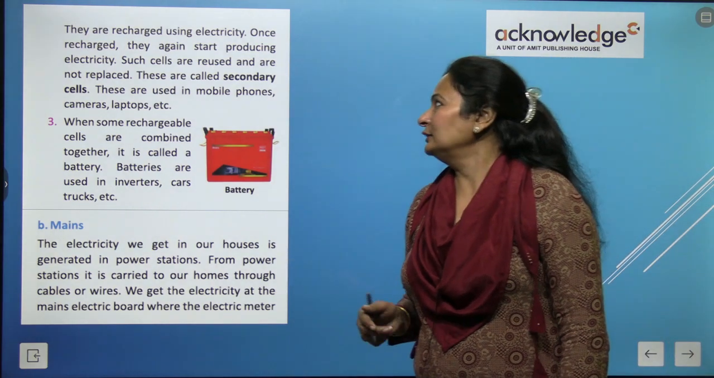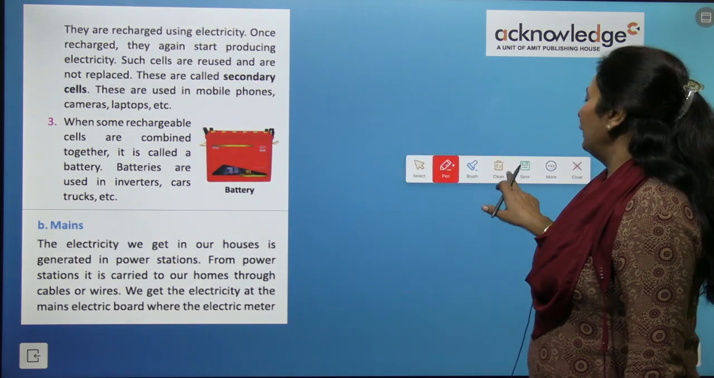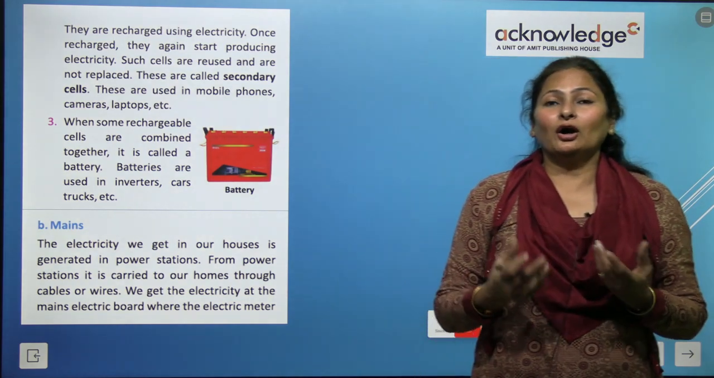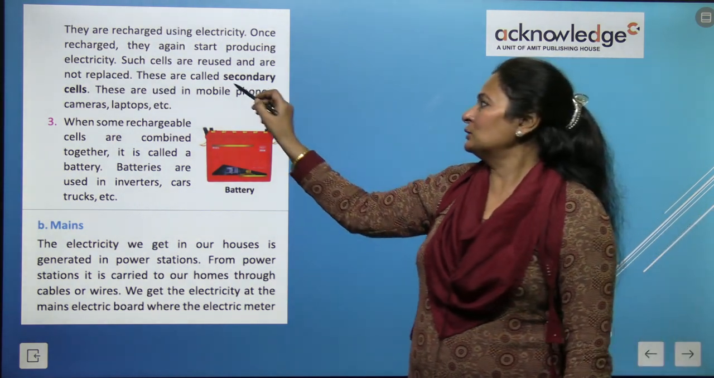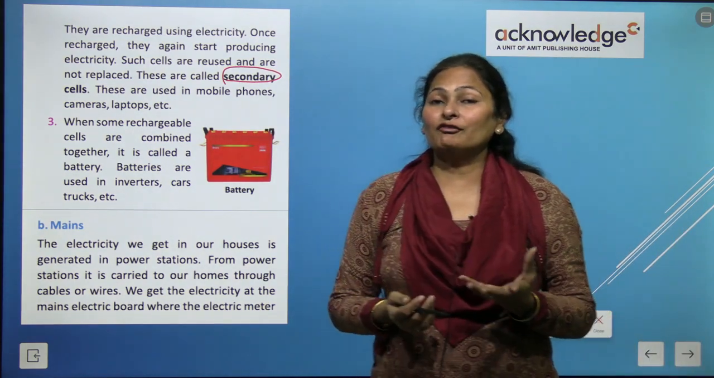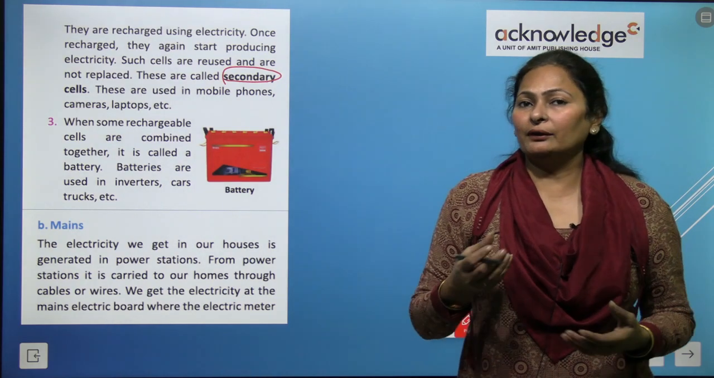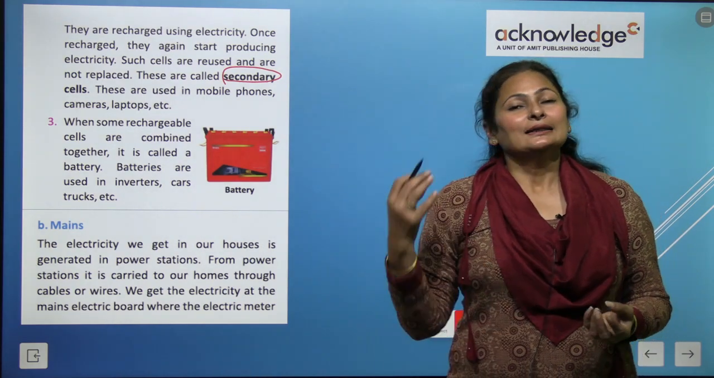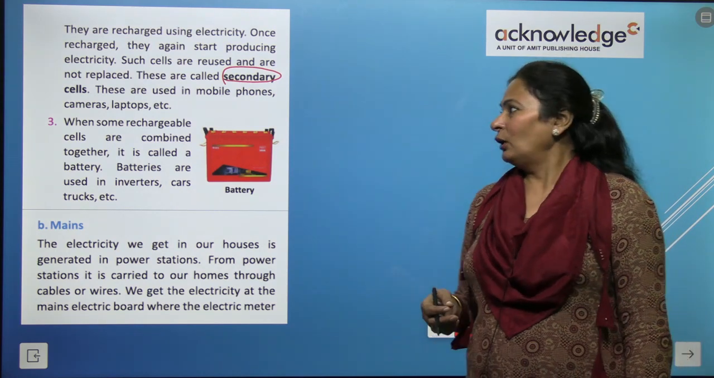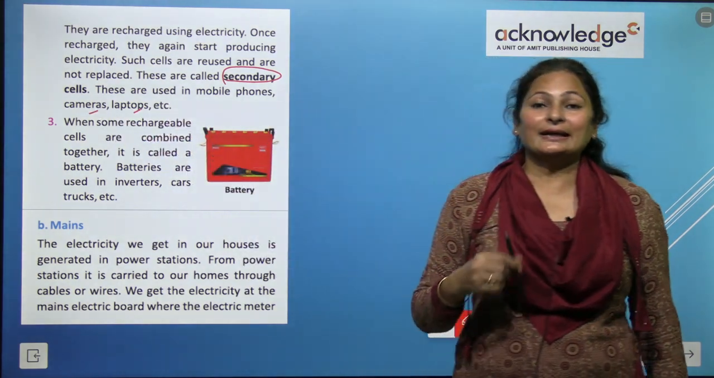So they are recharged using electricity. Once recharged, they again start producing electricity. Such cells are reused, not replaced very frequently. These are called secondary cells. Now you have got the difference between primary and secondary cells. Primary cells cannot be reused, you need to replace them. Secondary cells can be reused after charging or recharging. They are used in mobile phones, cameras, laptops, etc.